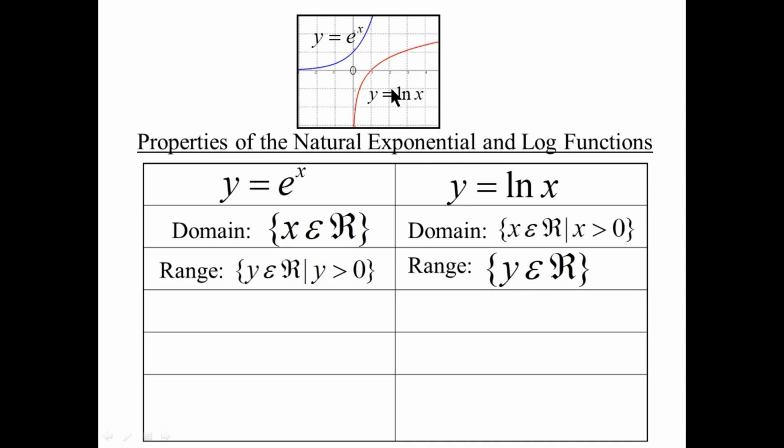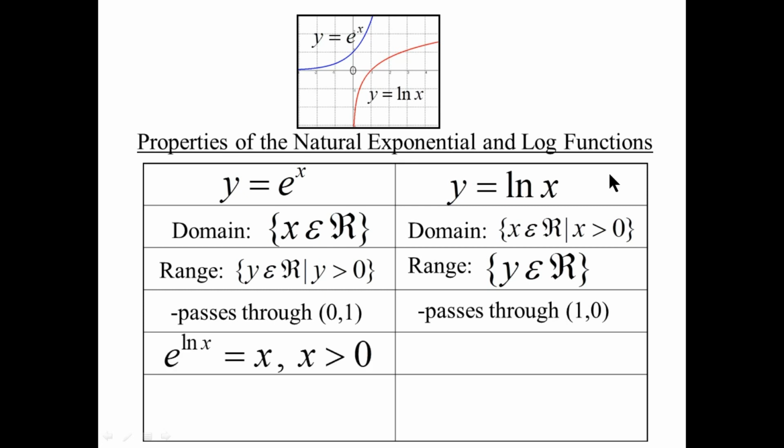Now, since they are inverses of each other, we're not surprised that the domain of y equals e to the x is the same as the range of its inverse, while the range of y equals e to the x is the domain of its inverse. That doesn't surprise us. We note that y equals e to the x passes through 0, 1, while y equals ln x passes through 1, 0.